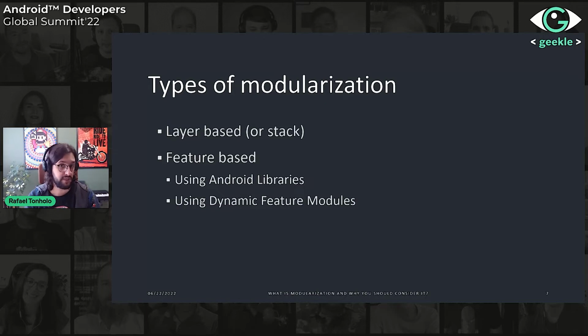With modularization based on features, you can separate each functionality of your app into smaller modules. This will keep the cohesion of your feature and also isolate it, keeping it as agnostic as possible. It also enables you to test your feature separately with demo apps, making it easier and faster to develop a feature. And this approach can be done in two ways: using just Android libraries and using dynamic feature modules, which we are going to learn more about in the next slides.